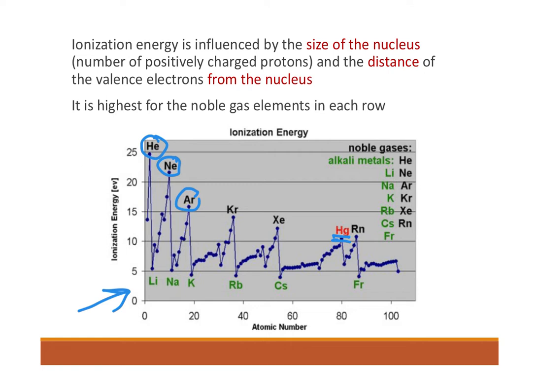Ionization energy is influenced by both the size of the nucleus, how many positive charged protons are hanging on to those electrons, and the distance of the electrons from the nucleus, or how far away, how long that hold has to be. So because your noble gases are at the end of the period, they have the largest nucleus, and that is what allows them to have the highest ionization energy.